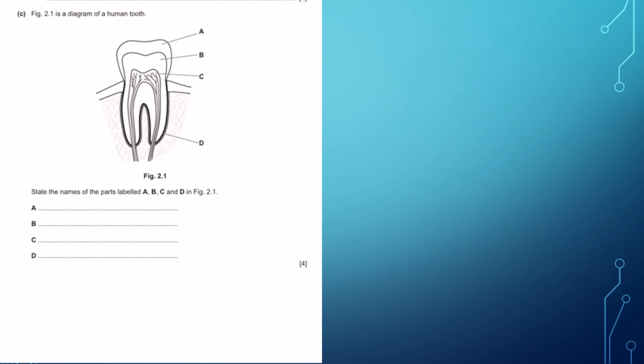This one here is a diagram of a human tooth. This is a part of 7.3 in the digestion chapter that people sometimes forget is a part there, but we have to state the names labeled in our human tooth. And up here in A, we have the enamel, the hard part. Then we have the dentine here. Here could be the pulp or the nerves. And down here, we have the cement, which attaches the tooth to the jawbone.